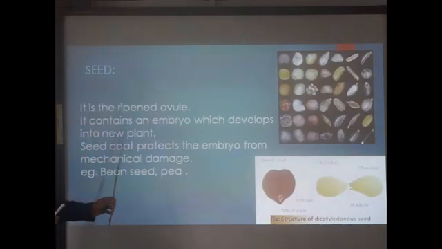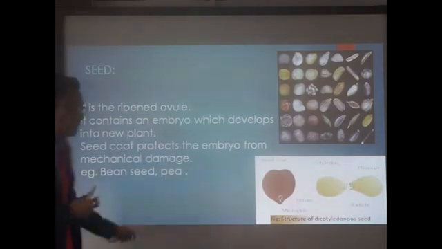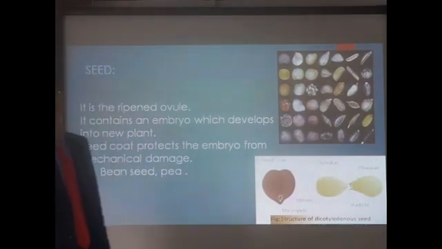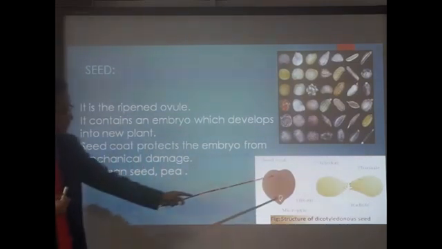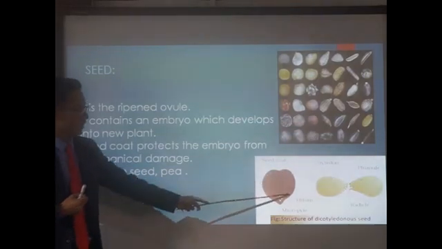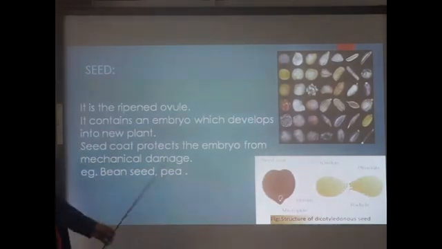Now, the seed contains an embryo which develops into a new plant. When we look into the seed structure, we will find that the seed contains an embryo, and that embryo will germinate into a new plant. The seed coat, the outermost coat, protects the embryo from mechanical damage. Examples are bean seeds and pea seeds.